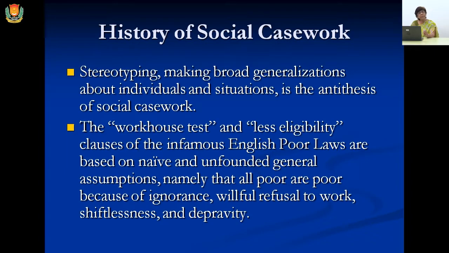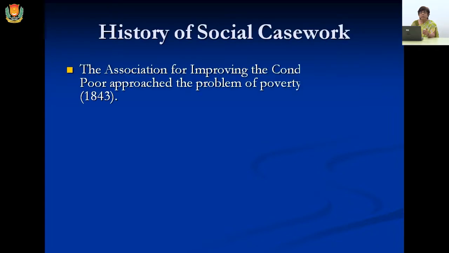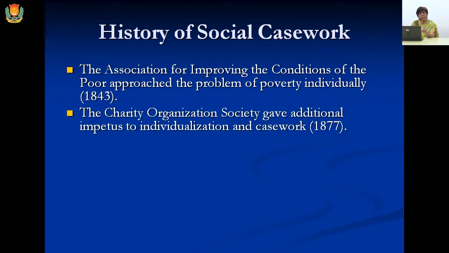The workhouse test and the less eligibility clauses of the infamous English poor law were based on naive and unfounded general assumptions, namely that all the poor are poor because of ignorance, they have no feeling of doing any work, willful refusal of work, and shiftlessness and depravity. Means they have various kinds of problems, due to that they cannot work anywhere. So in the history of social work, many scientists and many people tried to support the people in this way so that people can come out of their problems.